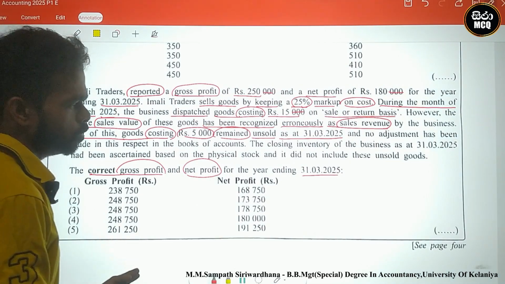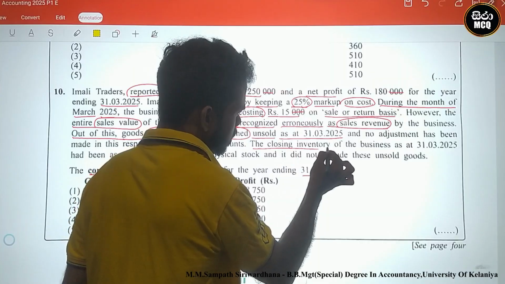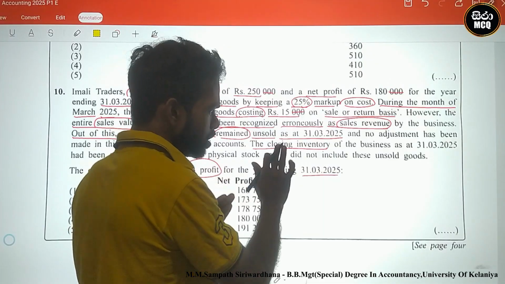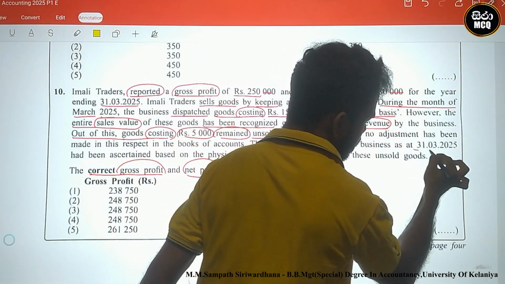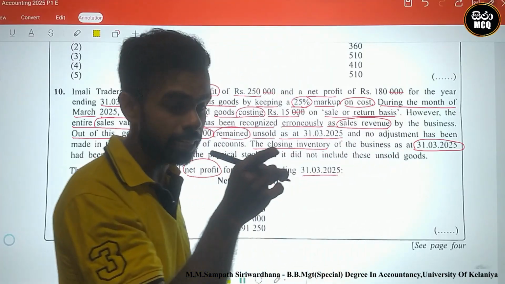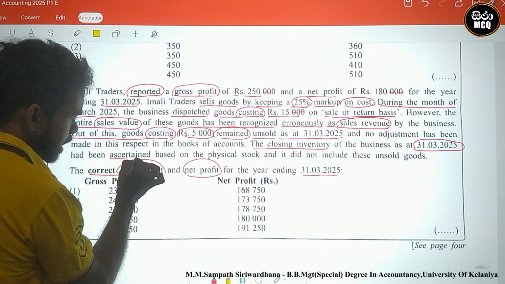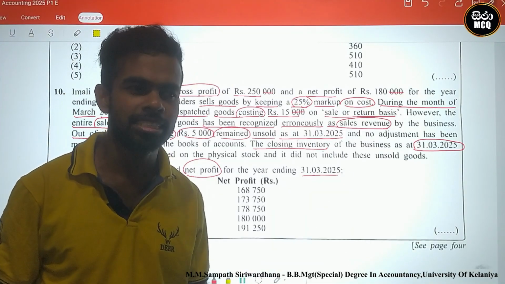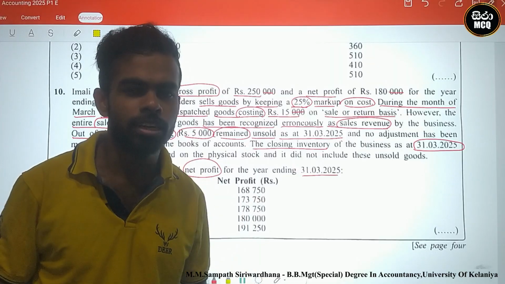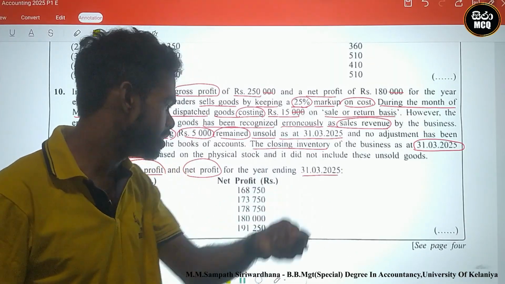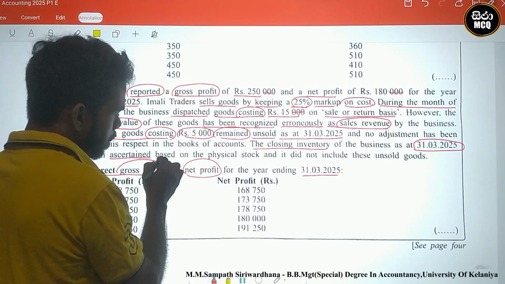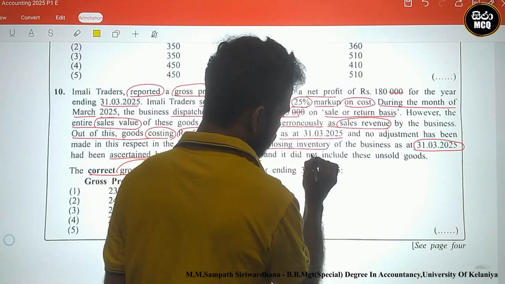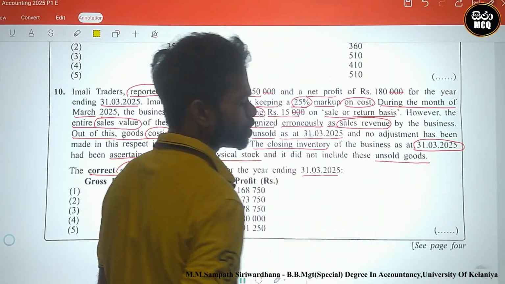Look here. The closing inventory means at the end of the year the remaining stock. Closing inventory of the business as at 31st March 2025 has been ascertained. Ascertained means identified, accounted. Accounted based on physical stock, and it did not include these unsold goods.